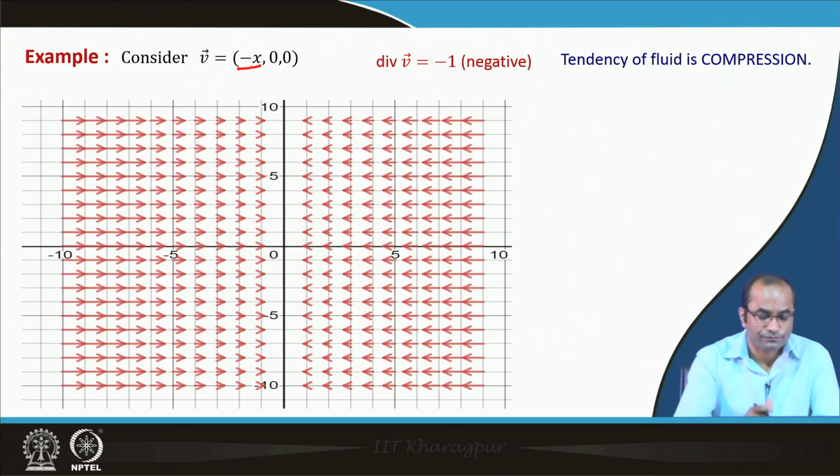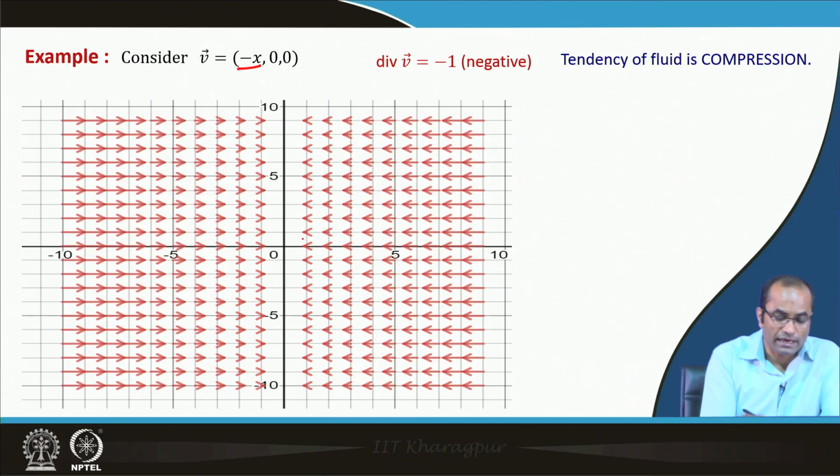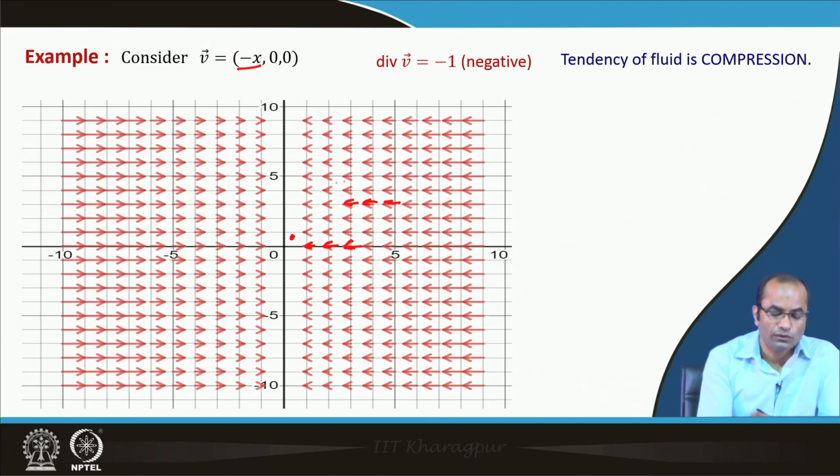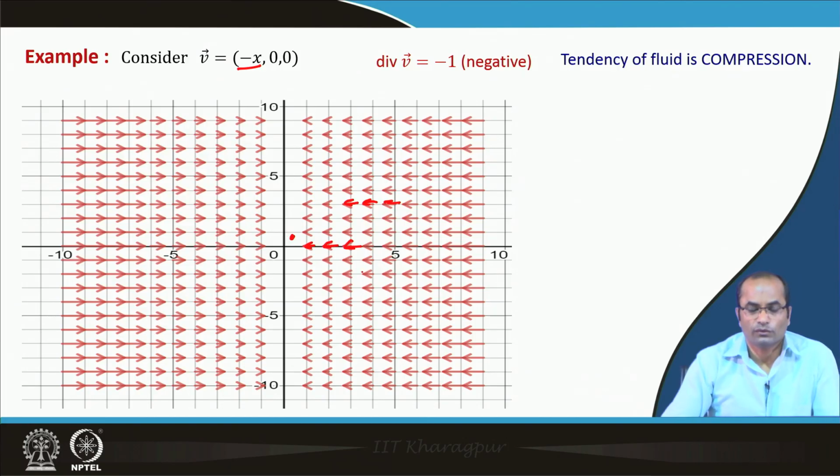And if we look at the visualization of this vector field, we can realize that something is happening in the other direction now, towards this line here, the y axis. We see that the magnitude is becoming smaller and smaller. If we take any point anywhere, around this point the tendency of the fluid is for compression, because this negative divergence signifies that.